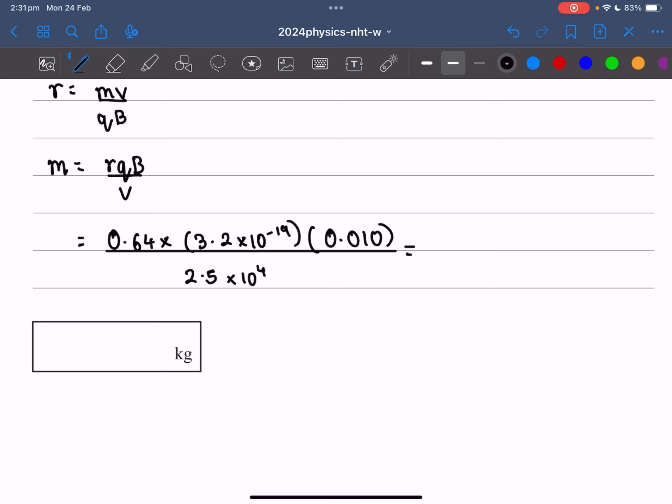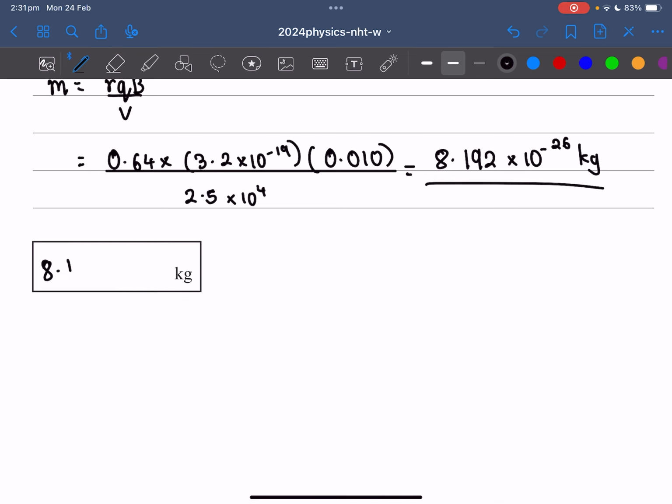Okay, now let's put this on our calculator and see what we get. So we will have 0.64 times 3.2 times 10 to the negative 19 times 0.010 over 2.5 times 10 to the 4. Okay, so we get 8.192 times 10 to the minus 26 kilograms. All right.